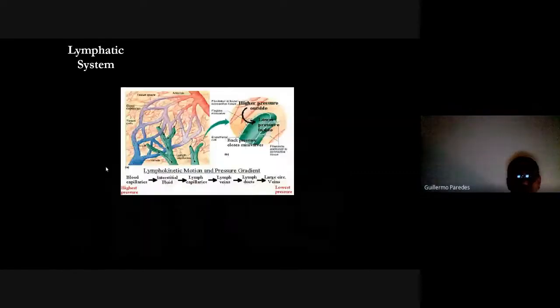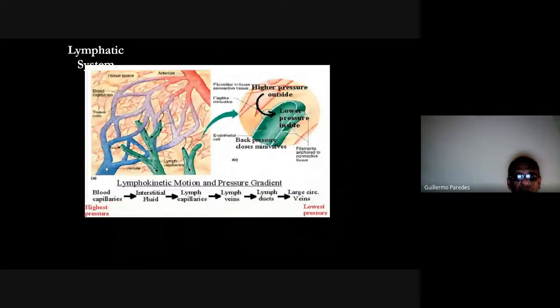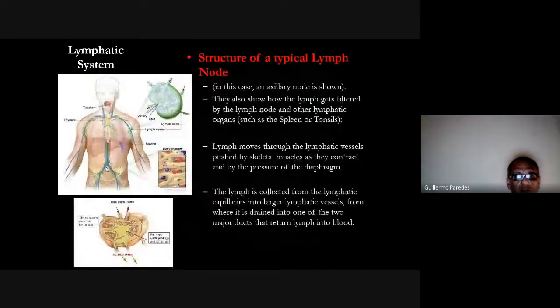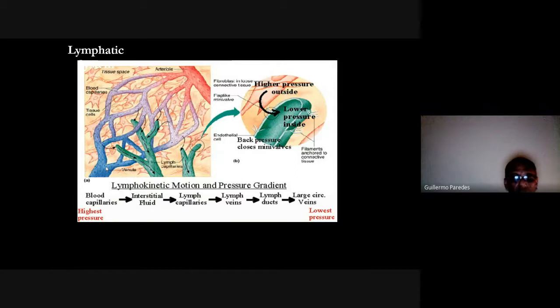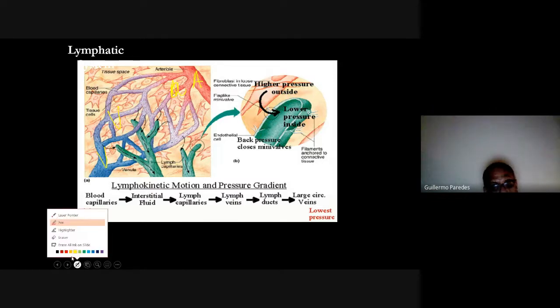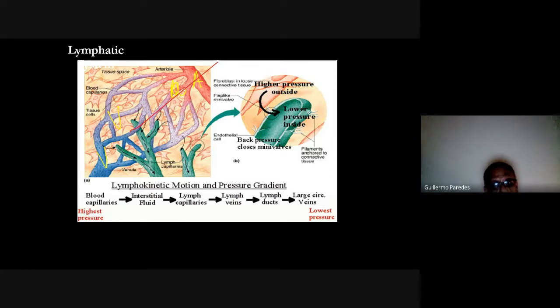Okay, so let's start. Here we have this graphic, and I want you to pay attention to where and how the lymphatic vessels are going to begin. Basically, you see here, they're going to begin here. This is something that we already know. This is the artery. This is the arteriole. This is the venule, and this is the vein. The blood is running in this direction, right?